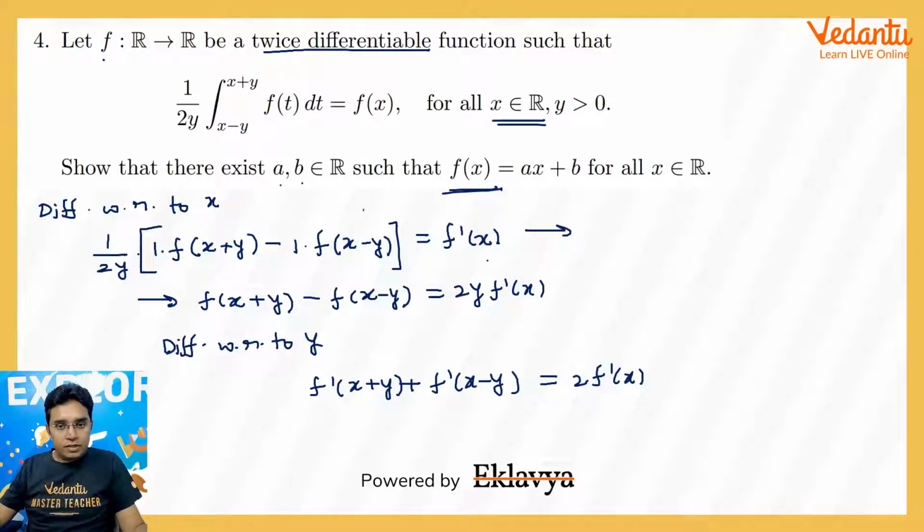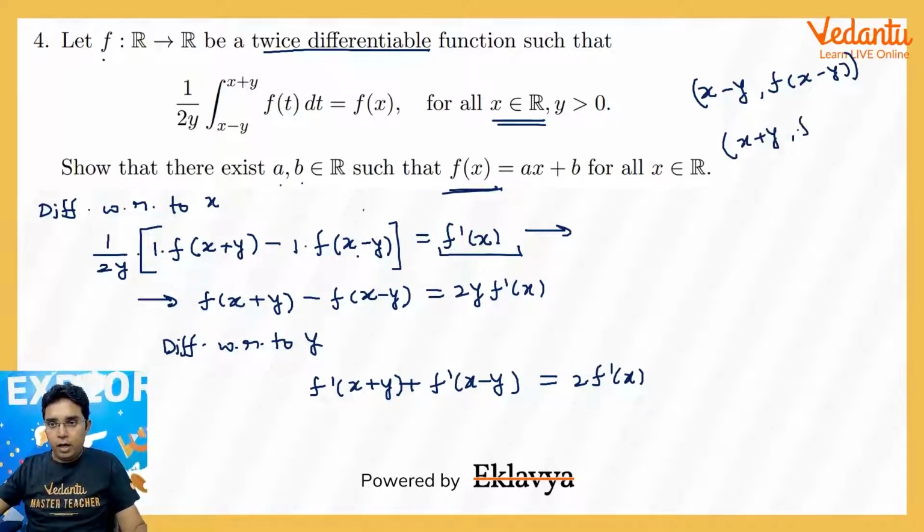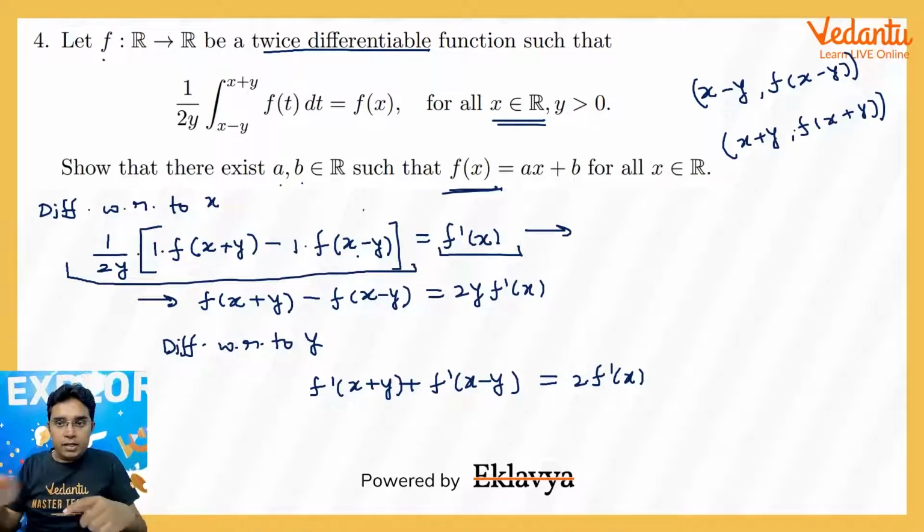Here you could have said that f dash x is actually equal to the slope of the chord joining x minus y to x plus y. You can define it like this: my x coordinate is x minus y, and the y coordinate is, let us say, f of x minus y. That is one point. Another point you can take is x plus y, comma, f of x plus y. If you join these 2 points and take their slope, this left hand side will be the slope. So this chord joining these 2 points has slope the same as f dash x.